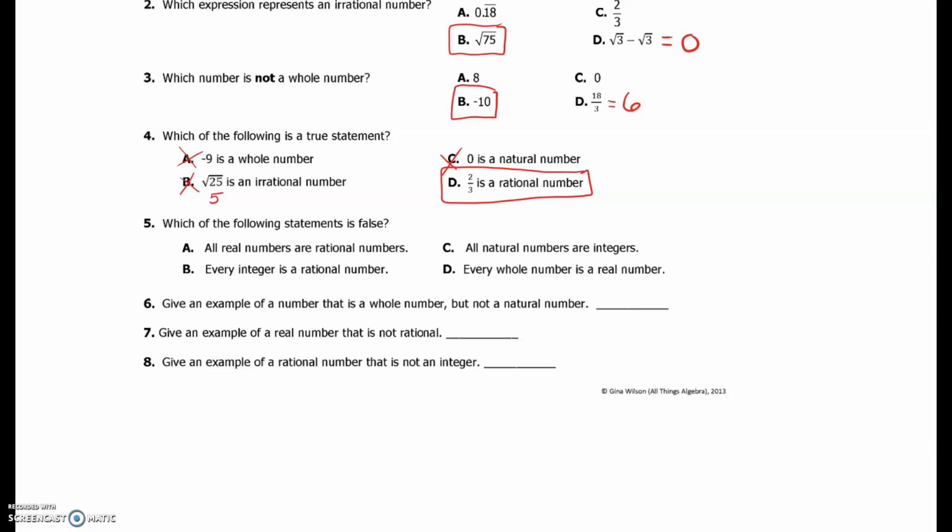Number 5, which of the following statements is false? Be careful how you read these. Letter A, all real numbers are rational. Okay? Well, real numbers include two things, rational and irrational. So they are not all rational. And if we are looking for the answer that is false, I think we might have found it. A would be false.